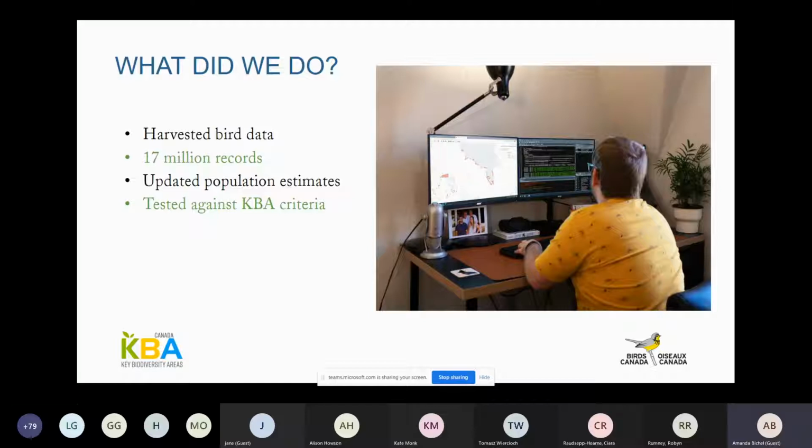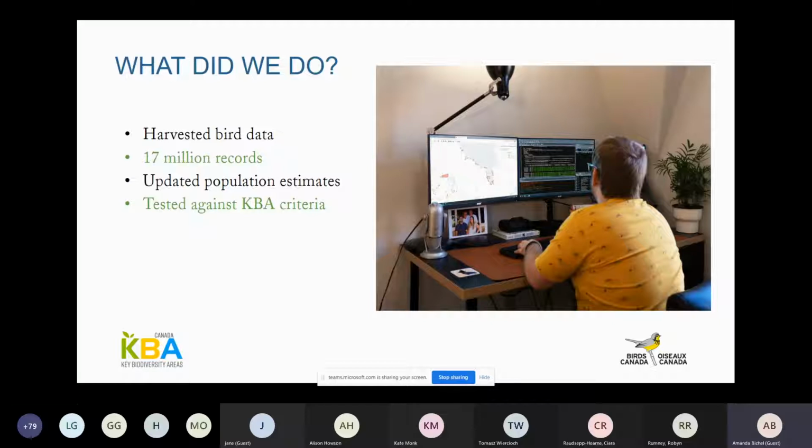First I'll say we were one of the first countries to do this work to try to identify which IBAs will become KBAs. So there wasn't really a process outlined that we could follow. So basically we relied on Dean's smarts. He's our data guru. He's in the picture there to guide us along this process.